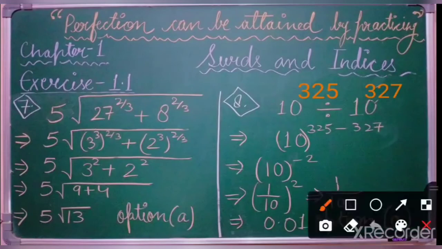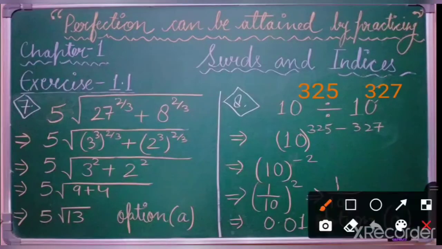Question number 7, which is 5 multiplied by root of 27 to the power 2 by 3 plus 8 to the power 2 by 3. As you can see, the denominator of both the powers is 3. We will try to convert 27 and 8 into the power of 3 of some number. You will get 5 root of 3 to the power 3, power 2 by 3, plus 2 to the power 3, power 2 by 3. Then when you solve, you will get 5 root of 3 square plus 2 square. After solving, 3 square is 9 plus 4, and that is root 13. So 5 root 13, option A would be your correct answer.